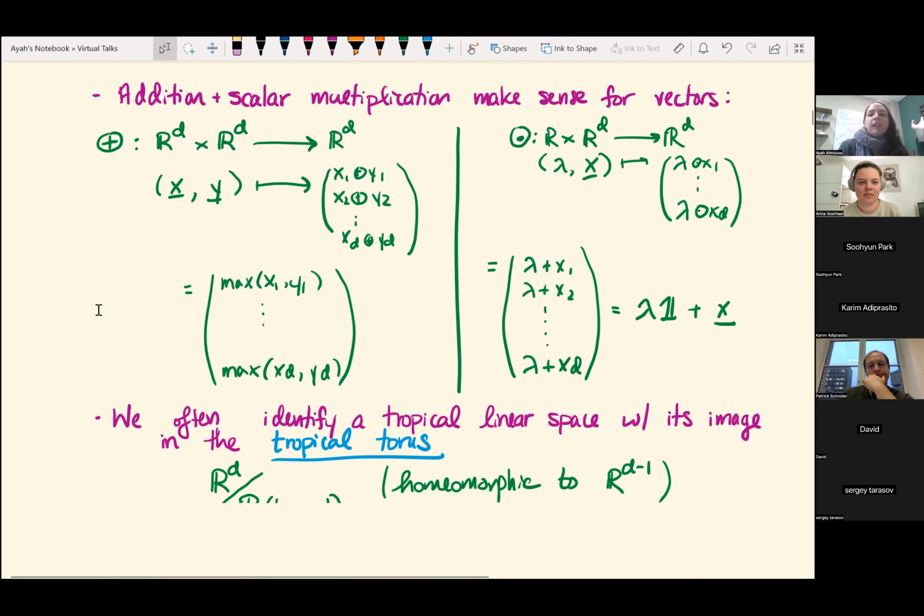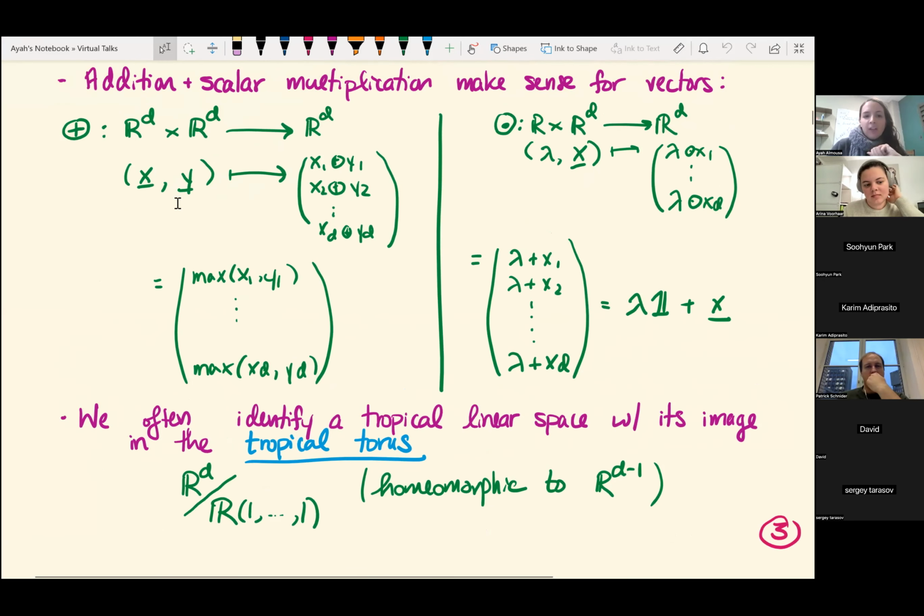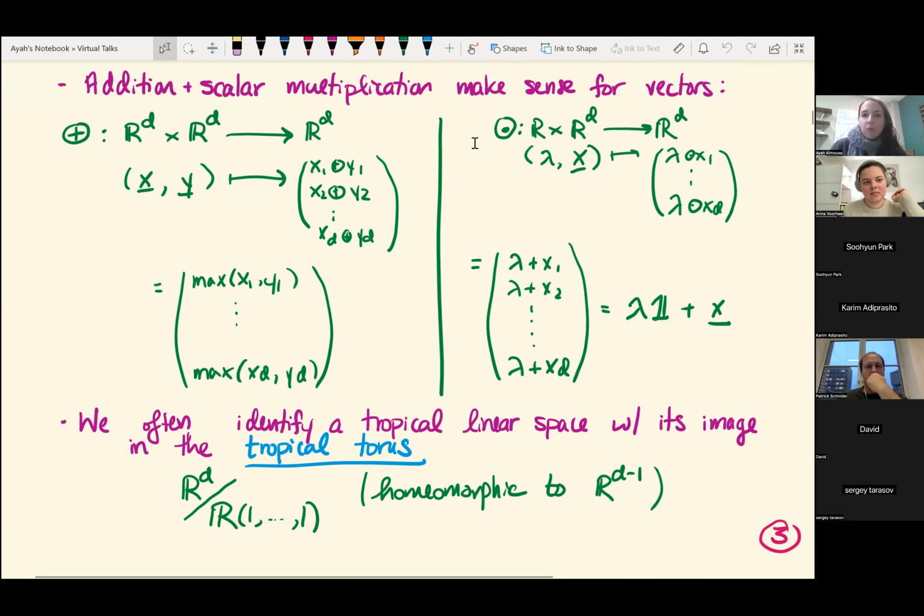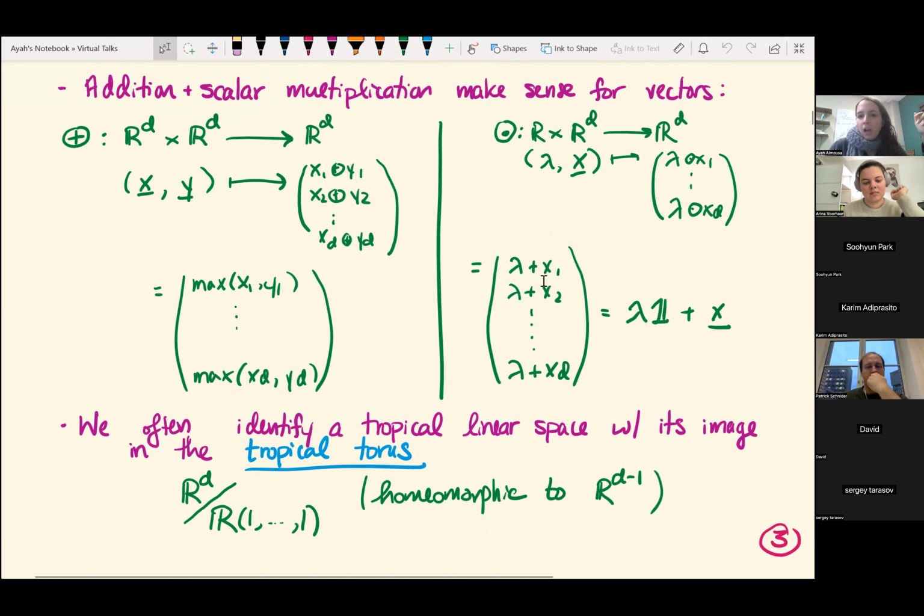Addition and scalar multiplication make sense for vectors. One thing to notice is that when you do scalar multiplication, you're really just adding a scalar multiple of the all ones vector to your original vector. This is why we often identify a tropical linear space with its image in the tropical torus, where we mod out by this lineality space. This is going to be homeomorphic to R to the d minus 1, and this is where I'm going to draw all of my pictures for the duration of this talk.